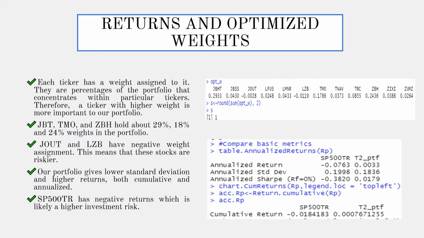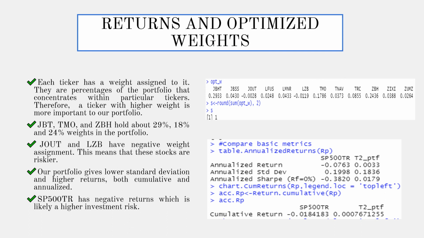Hi, I'm Antri Sujon. Now let us look into some returns and optimized weights. We've extracted the weights from our optimized portfolio. These are percentages of the portfolio that concentrate within particular tickers. Therefore, if a ticker has a higher weight, it means that it'll impact the portfolio more. We can see here that JBT, TMO, and ZBH hold about 29, 18, and 24% weights in the portfolio.